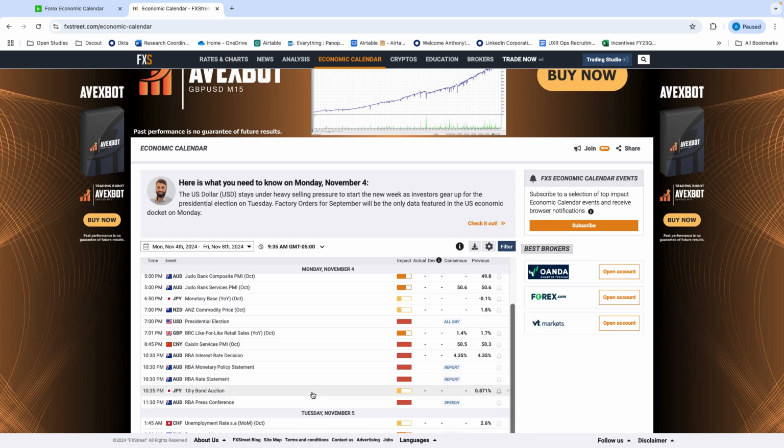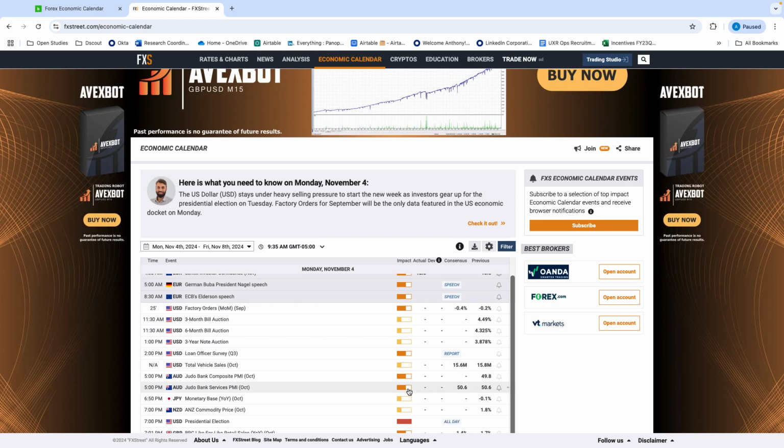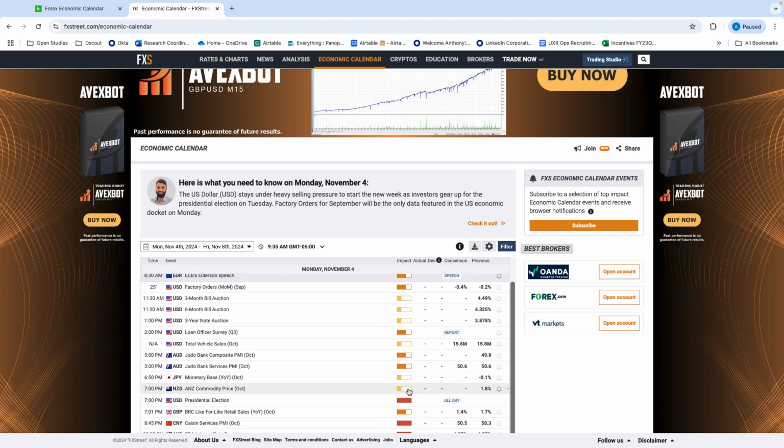Whereas, for instance, if I came down here and I'm trading USD JPY and I have a trade at 10:30 and I went and checked fundamentals and I saw the yen had a 10-year bond auction, but the impact of this is yellow, I'm in the clear to trade. It's perfectly fine, okay? Now, again, you have to cross-reference the pairs too.